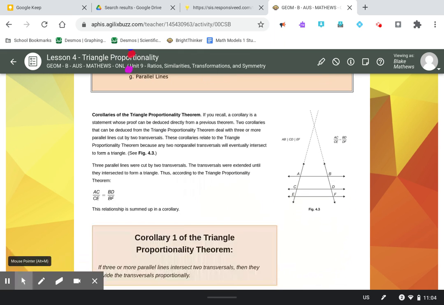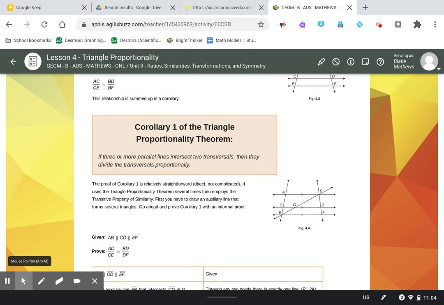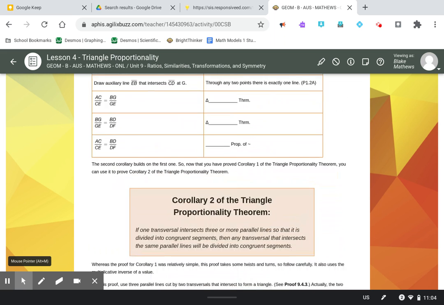And then we'll move on to the corollary one, which says that if you have 3 or more parallel lines with 2 transversals, they divide the transversals proportionally. In other words, this makes proportional triangles and proportional shapes as this transversal line goes through the diagram.